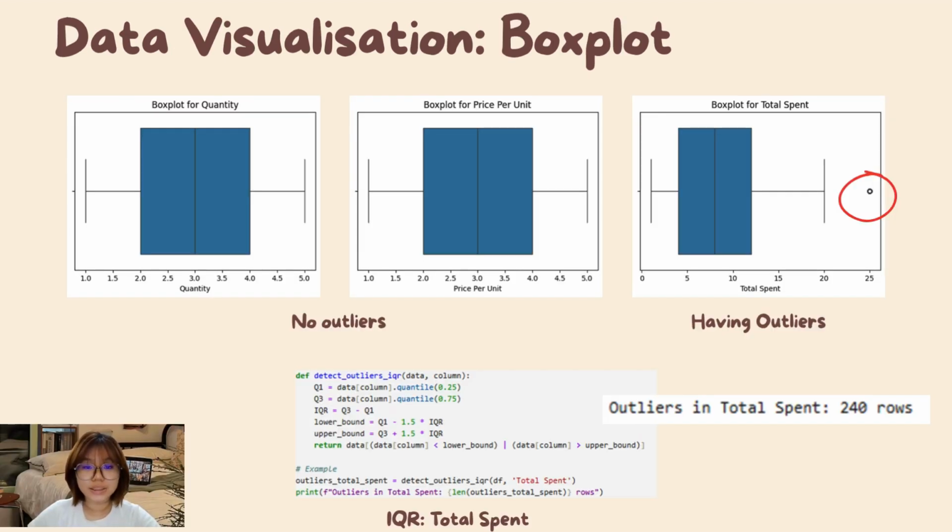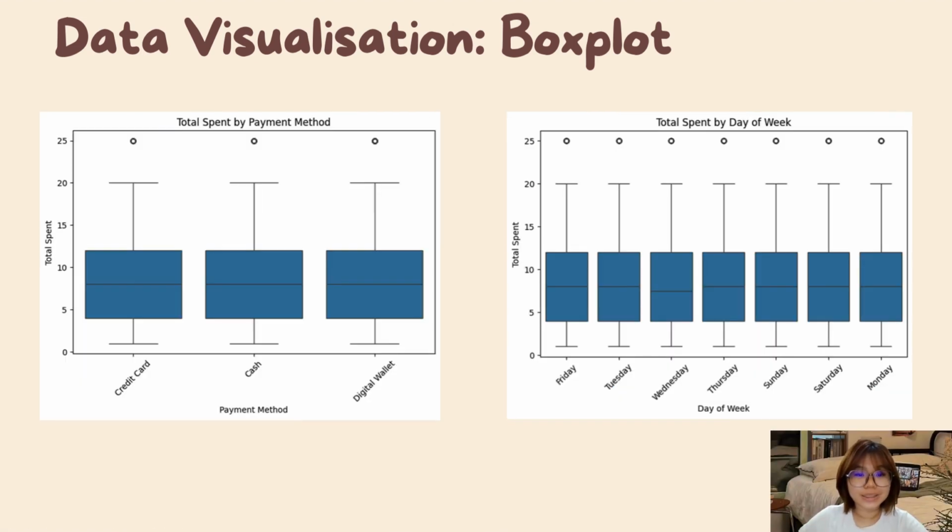Thank you, Xin-En. In this section, we use box plots to visualize the spread of quantity, price per unit, and total spend. While no outliers were found in the first 2 images, the total spend box plot showed some extreme values. Therefore, we applied the interquartile range method to confirm this and identified that there are 240 outlier rows. This is important because outliers can skew analysis and affect business decisions like pricing or promotions. Next, we analyze the total spend outliers more closely using box plots grouped by payment method and day of the week.